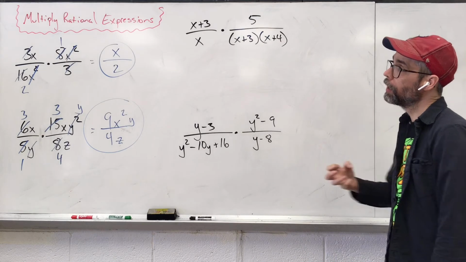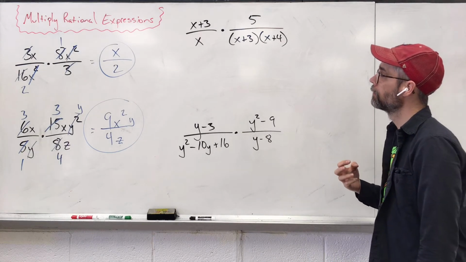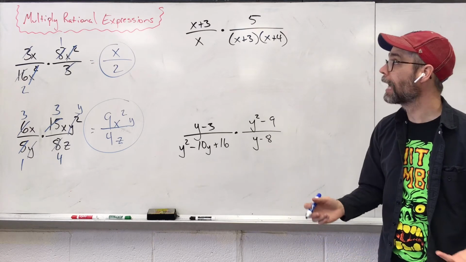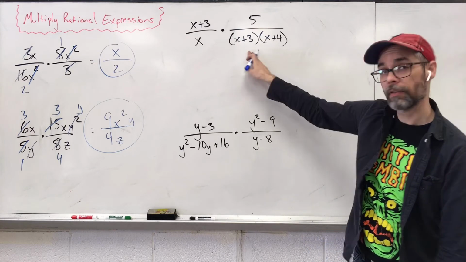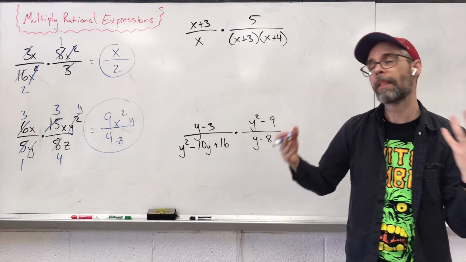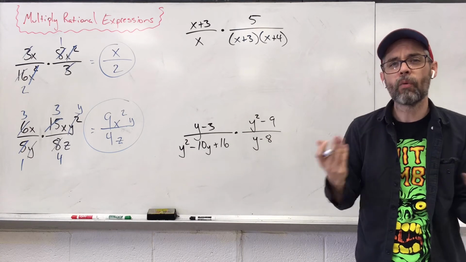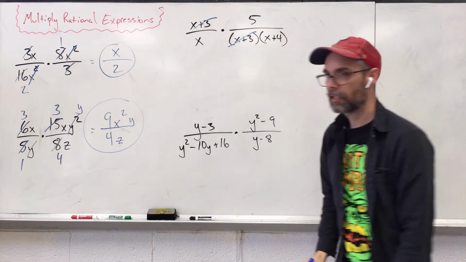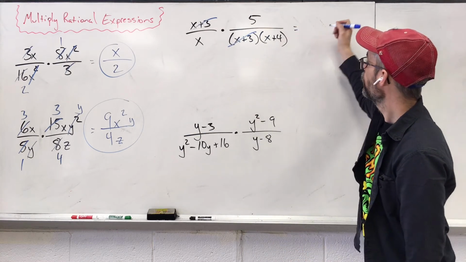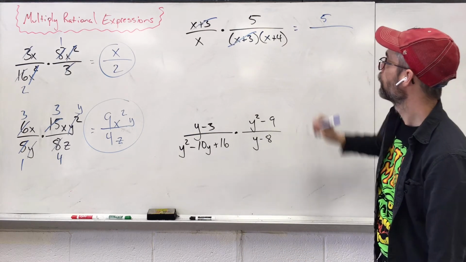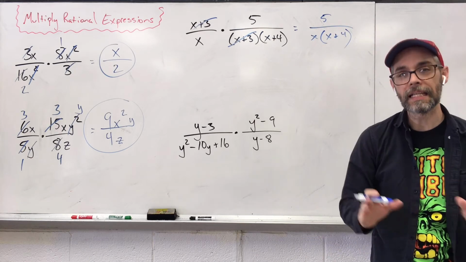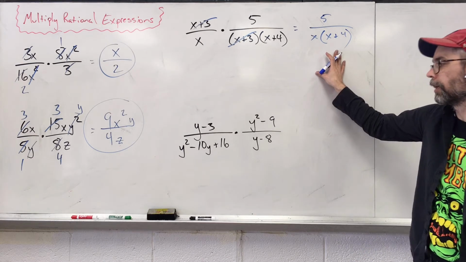So what if you have groups of binomials all over the place? Well, same thing happens. I could multiply these two things together and get a big trinomial, but I don't want to because I already know this and this are the same. So I just cancel them out. What are we left with? 5 over x and that group. And I don't need to put them together. I can leave it broken up that way.